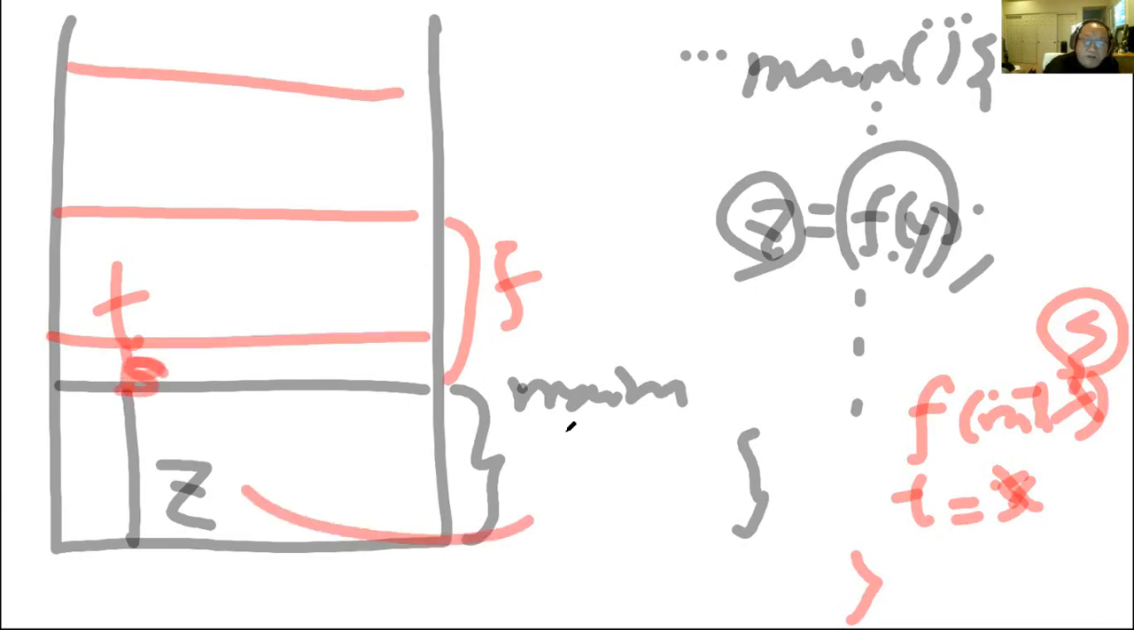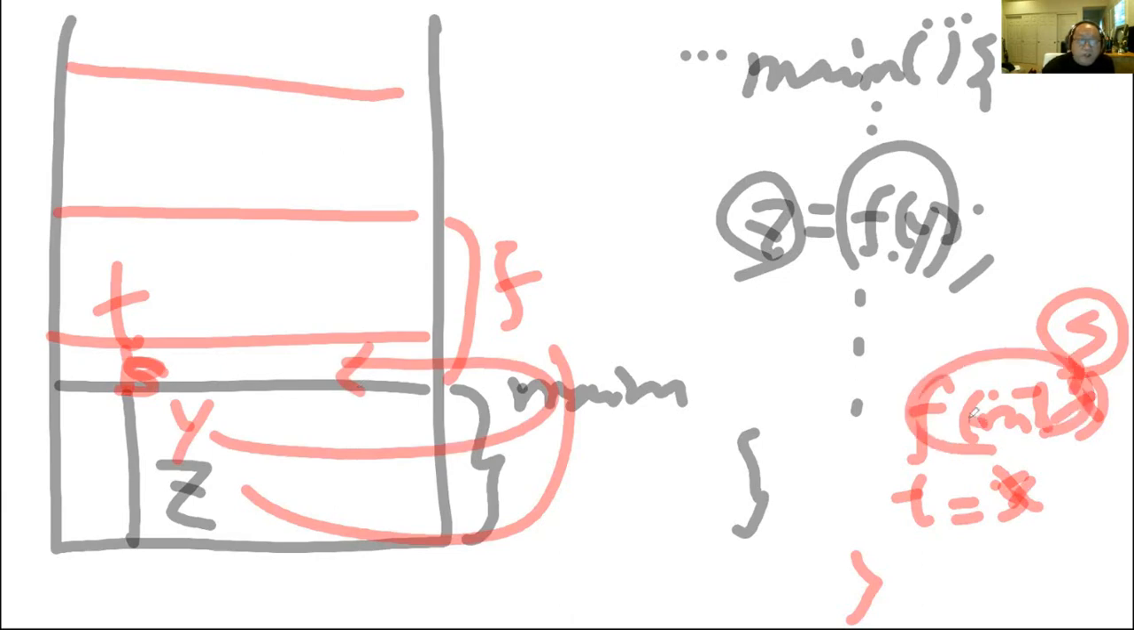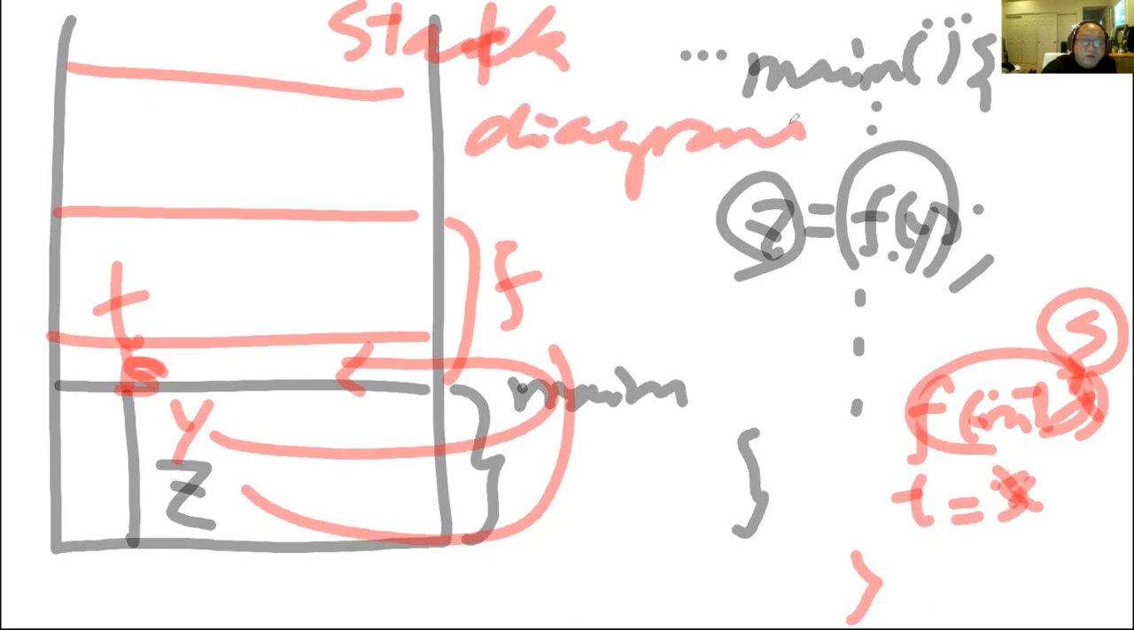So g will copy the y. I'm sorry. Here it will have a y. Y will copy the value to that variable s and put into the function. This is called a stack diagram. Okay, this is called a stack diagram.